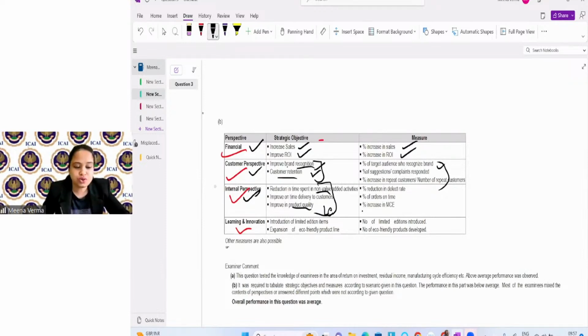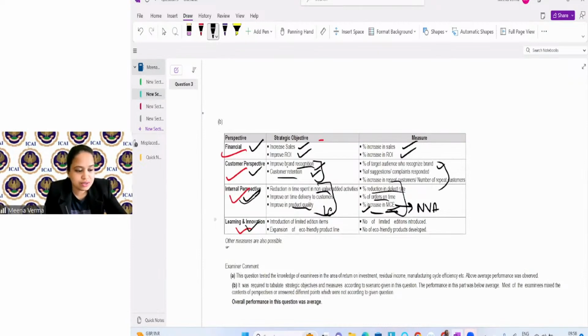So it will be measured with an increase in manufacturing cycle efficiency, because manufacturing cycle efficiency will tell you how much non-value-added activity has been removed and how much value-added activity there is. So with the help of the percentage of manufacturing cycle efficiency, on-time orders, reduction in defects, all these things will tell you the internal perspective. Okay. And learning and growth means employees.